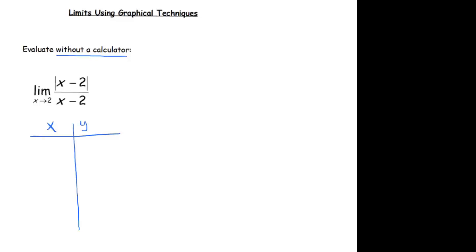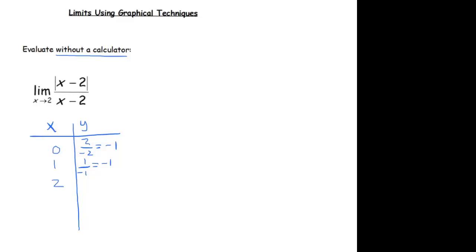Let's start with maybe 0. When you plug in 0, you get 0 minus 2 in the top, which is negative 2, and then you're taking the absolute value of that, so you get a 2 in the top, and then in the bottom you get 0 minus 2, which is a negative 2, so that's a negative 1. When you plug in a 1, you get the absolute value of 1 minus 2, which is negative 1, which is a 1 when you take the absolute value, so the numerator is a 1, and then you divide by 1 minus 2, which is a negative 1, so you get a negative 1 again. That's interesting.